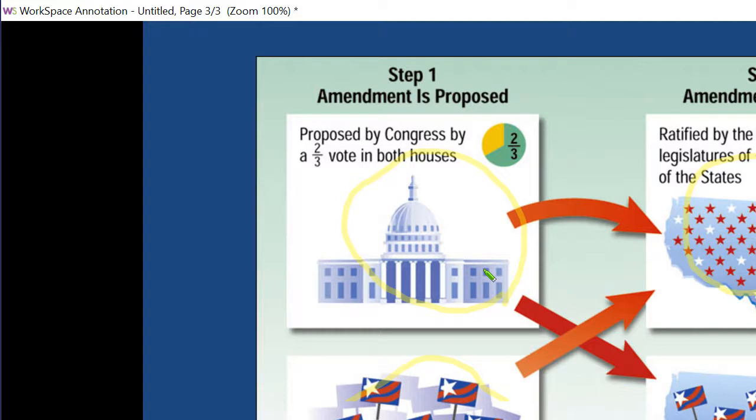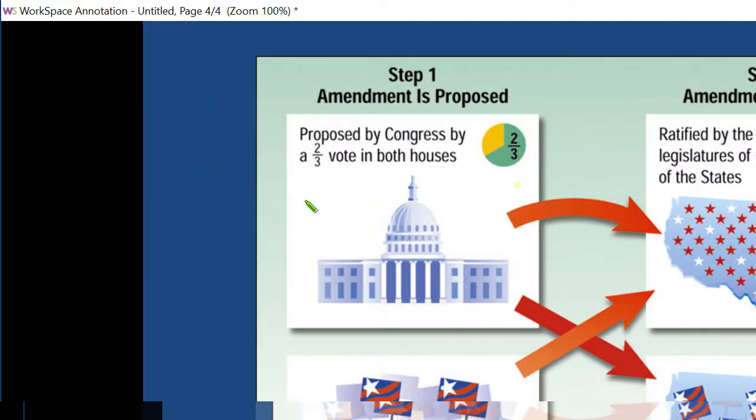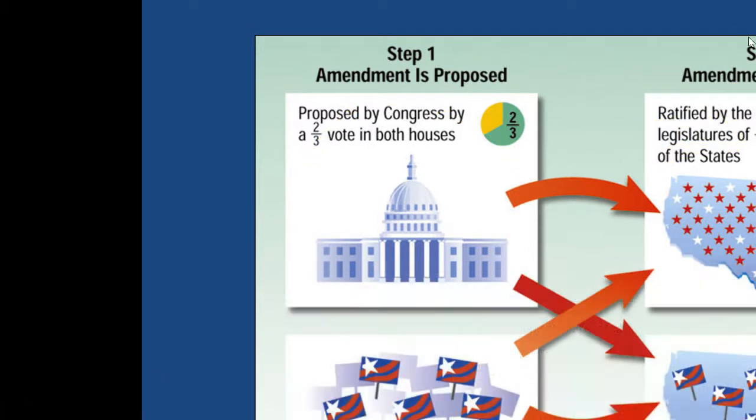So just know that the most common way that it's changed has been the top way, where it's proposed by 2/3 and approved by state legislatures. A state legislature, this word right here, is the same thing as Congress, but at the state level. Every state has a legislative branch, and that legislative branch is like a Congress for the state.